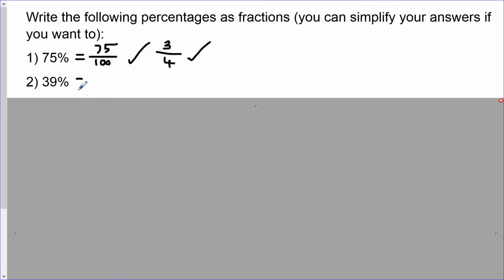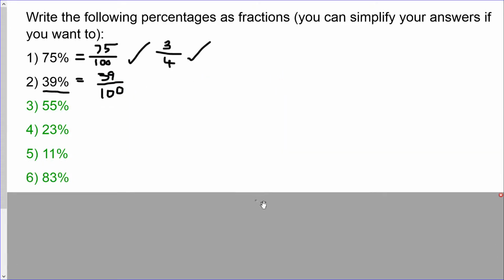Same with 39%, let's have a look at that. I know percent means out of 100, so I can read this as 39%, but I could also read it as 39 out of 100. And if I read it in that way, I now can see that it's really quick, really simple to convert my percentage into a fraction. So 39%, I can say 39 out of 100, and as a fraction I can see 39 out of 100.